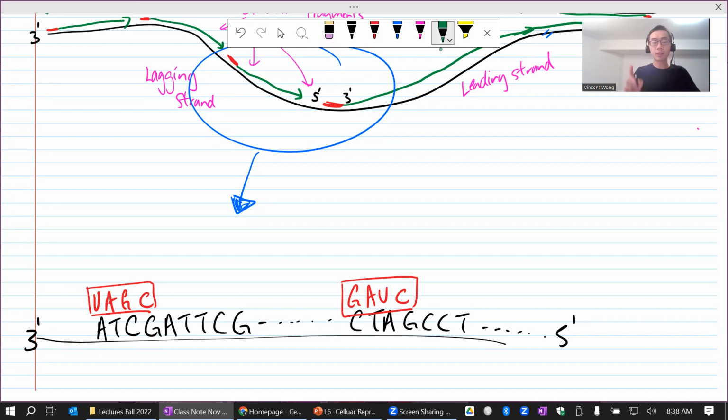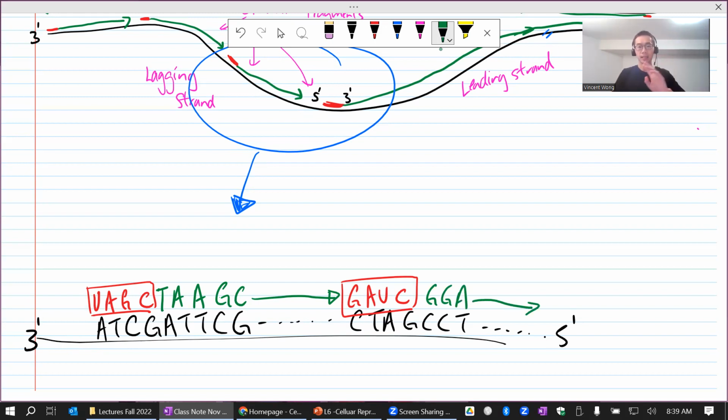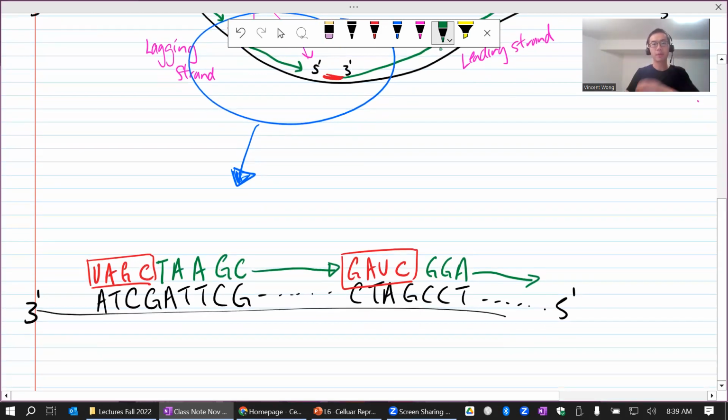So the DNA polymerase 3 will build the new strand. It'll continue to build, right? It'll continue to go forward like this. Okay? And the same thing here. It's going to keep going. This is the old stuff. Now pay attention to the new information.